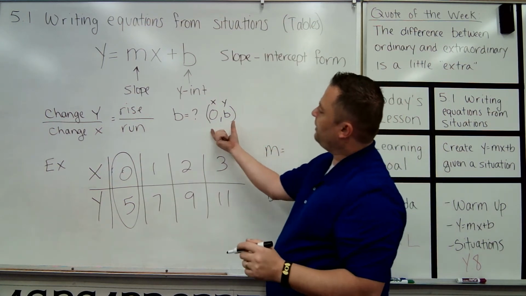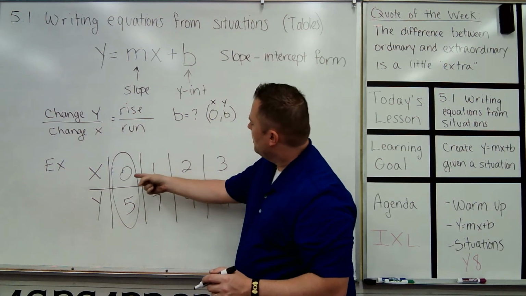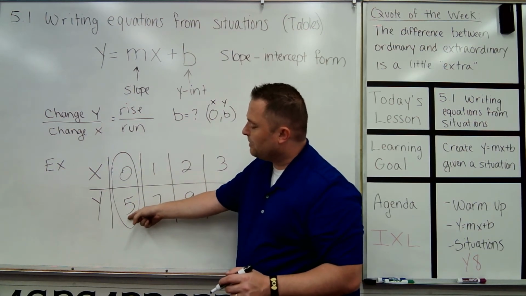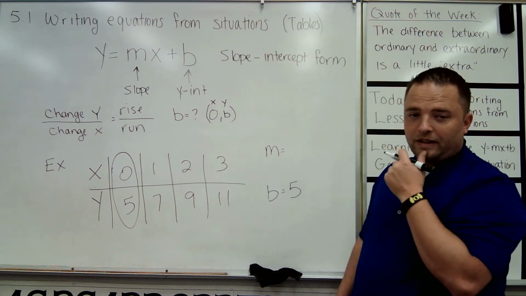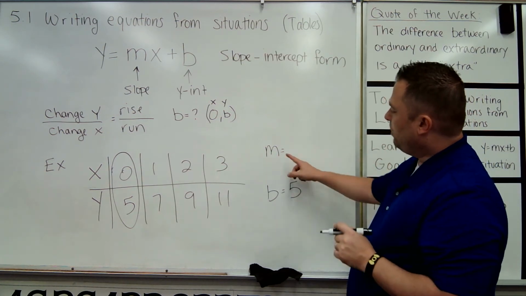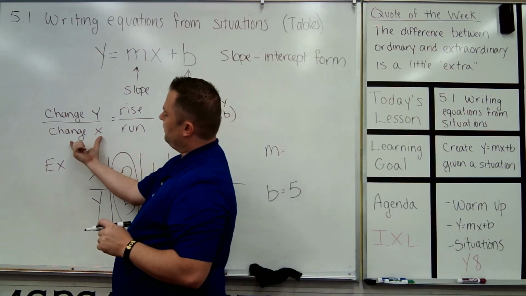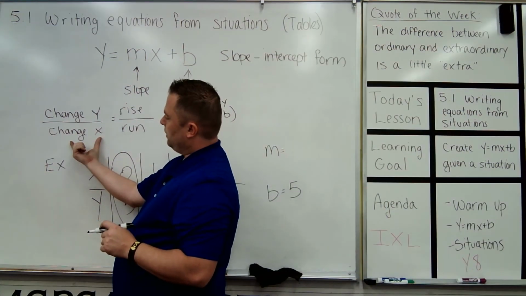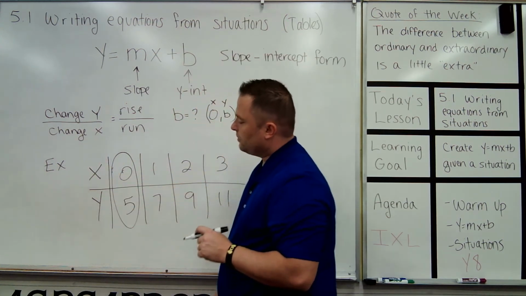Because I know my y-intercept looks like 0, b. This is b right here. My b is 5. That's how I can find it in my table. But what about my m? Well, if we go back to this definition of the slope, the change in y over the change in x's, we have to study how the x's and the y's are changing.